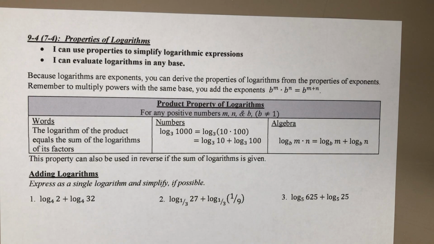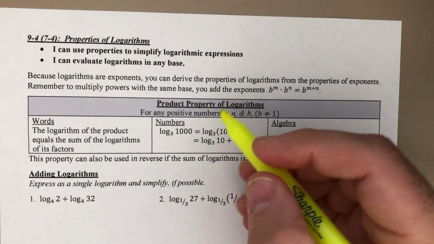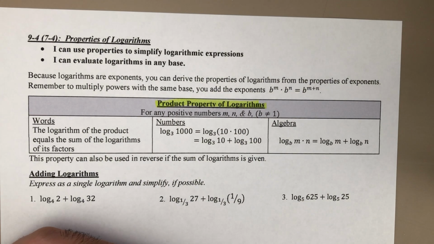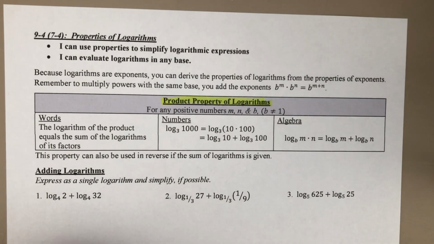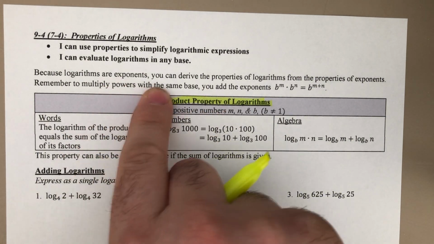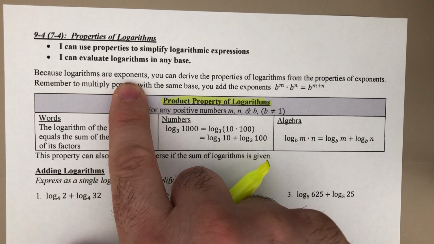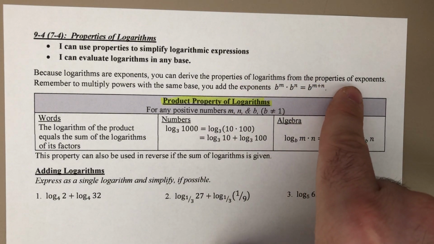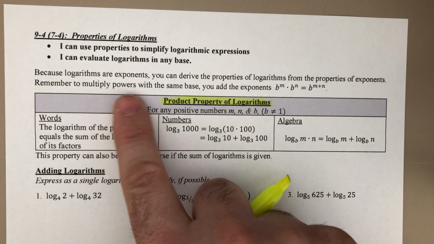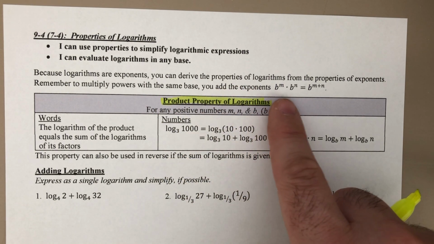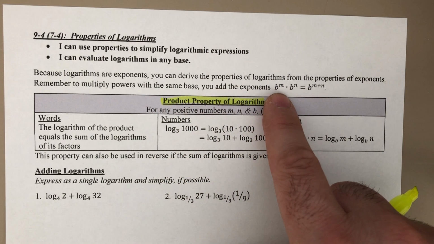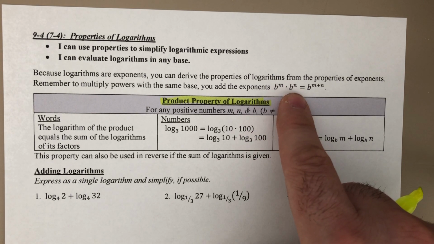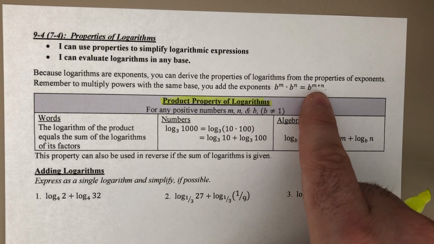The first property that we have is called the product property of logarithms. Again, hopefully you've printed these notes up and you're doing this with me. It comes from right up here, actually. Because logarithms are exponents, you can derive the properties of logarithms from the properties of exponents. Remember, when you multiply powers with the same base, you get to add the exponents. For instance, b to the m times b to the n is the same as b to the m plus n.